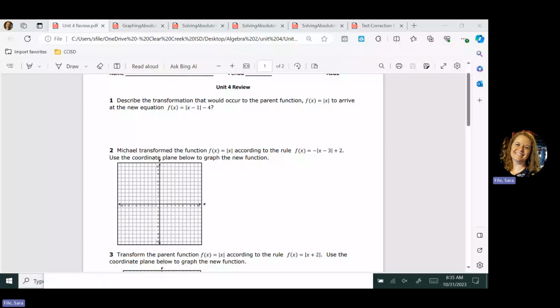We're going to start on the front side here with number 1. It says describe the transformation that would occur to the parent function f of x equals absolute value of x to arrive at the new equation f of x equals absolute value of x minus 1 minus 4.